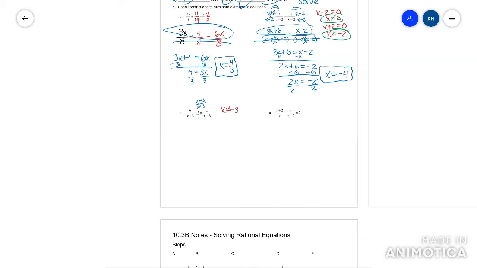So it's going to look like this. 6 over x plus 3 didn't change. I'm distributing the 5 into this x plus 3 up here. So it's going to make 5x plus 15.